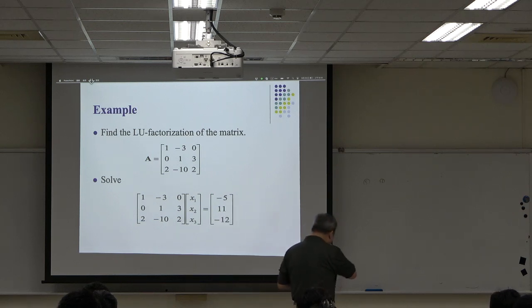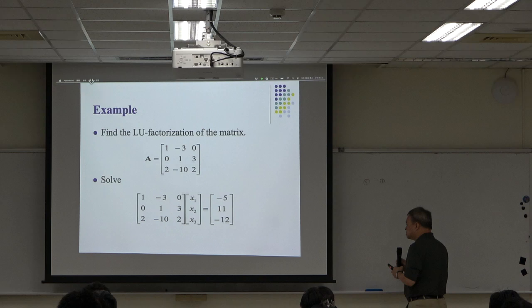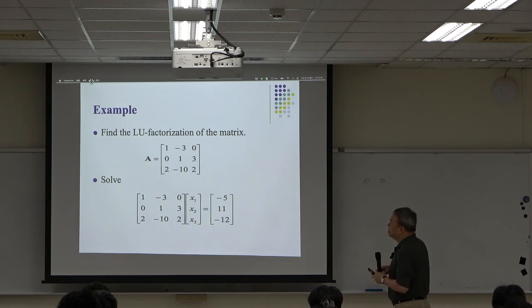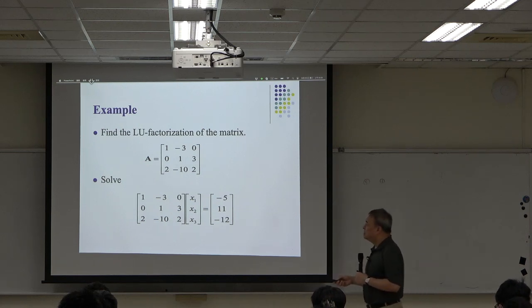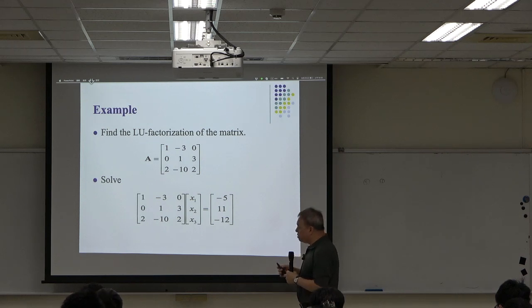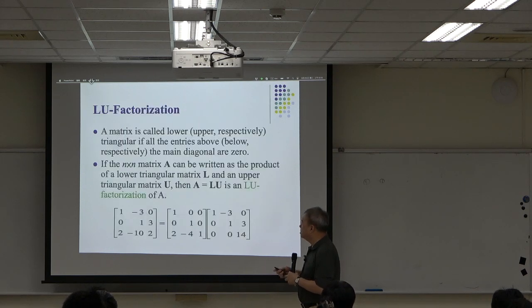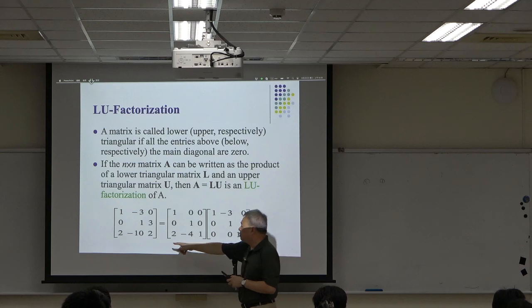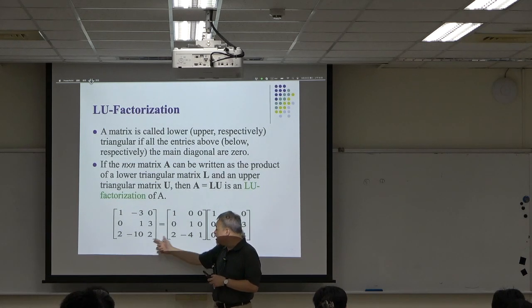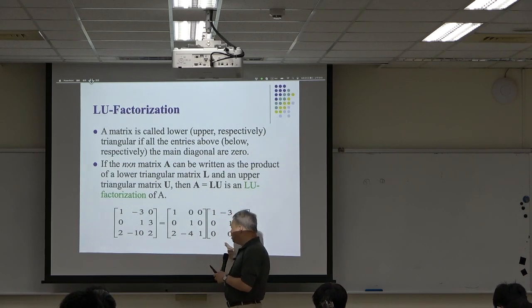So for this one, because I'm too lazy, you can verify yourself, but this one by using Gaussian elimination to find the LU decomposition, it's going to be something similar to this one because this is what we had here, right? This is A, this is L, this is U.